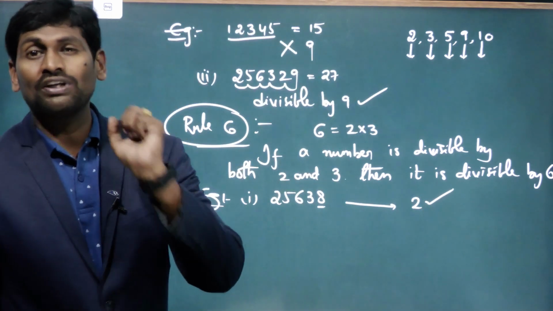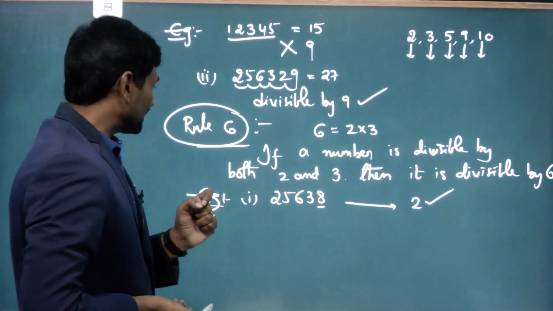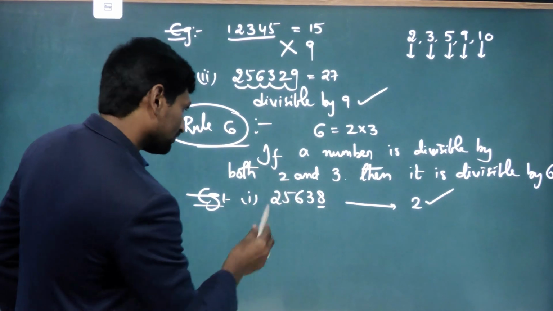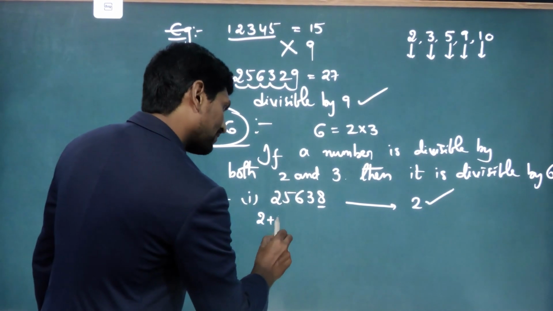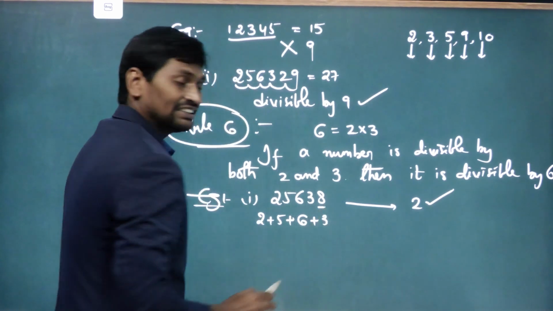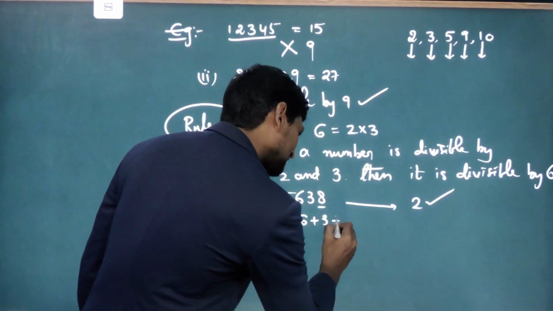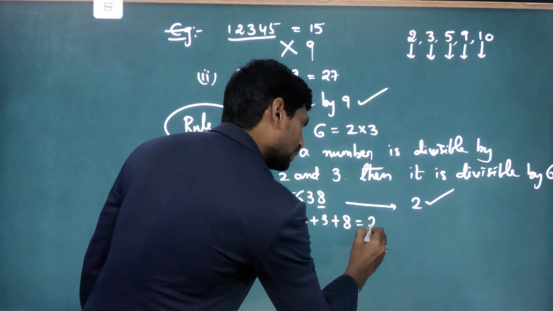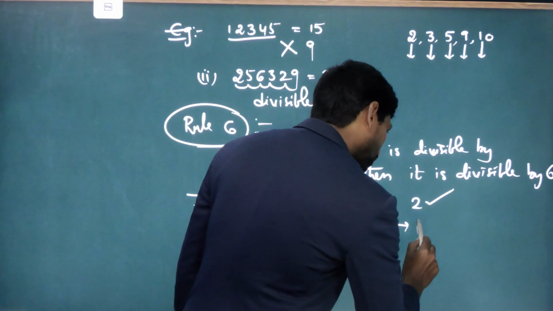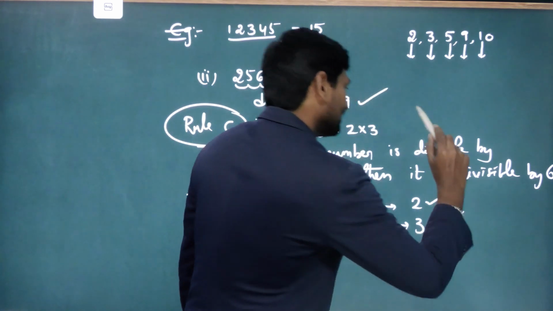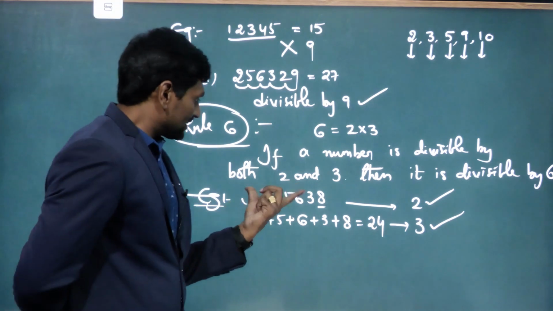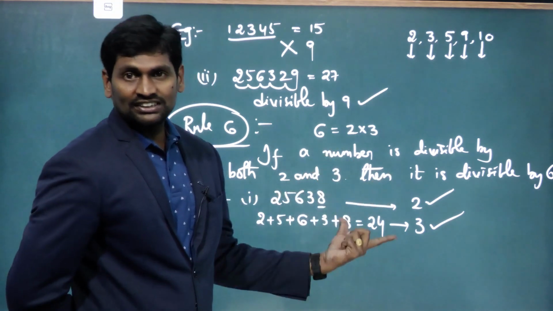What is the divisible rule for 3? Sum of its digits is a multiple of 3. Let us check. 2 plus 5, 7. 7 plus 6, 13. 13 plus 3, 16. And 16 plus 8, 24. 24 is also a multiple of 3. Therefore, the entire number is divisible by 3. So, this number is divisible by 2 as well as 3.